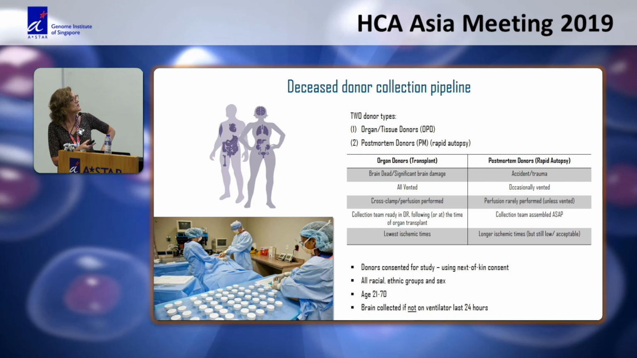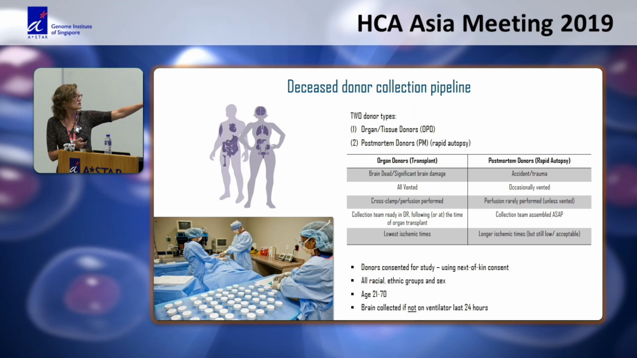In contrast, the post-mortem donors were mostly accident or trauma victims. They were only occasionally on ventilators. The collection teams weren't ready in the OR, but they had to be assembled as quickly as possible to get there to do the collection. So the transplant donors obviously had the lowest ischemic times. The post-mortem donors had longer ones, but it was variable, and many of them were still acceptable.